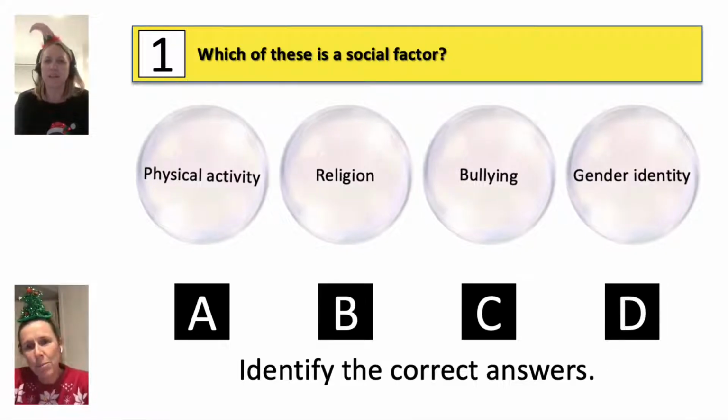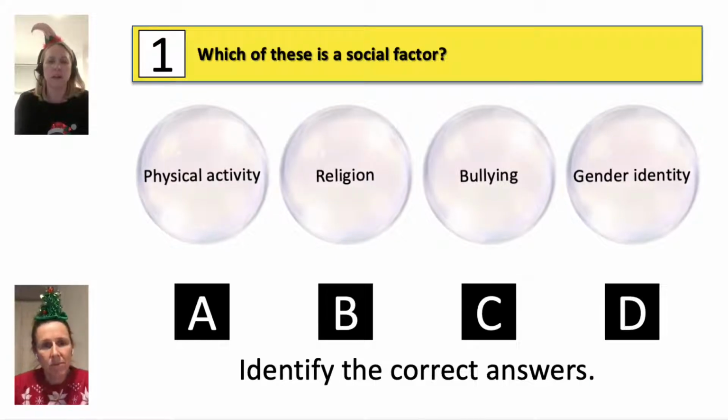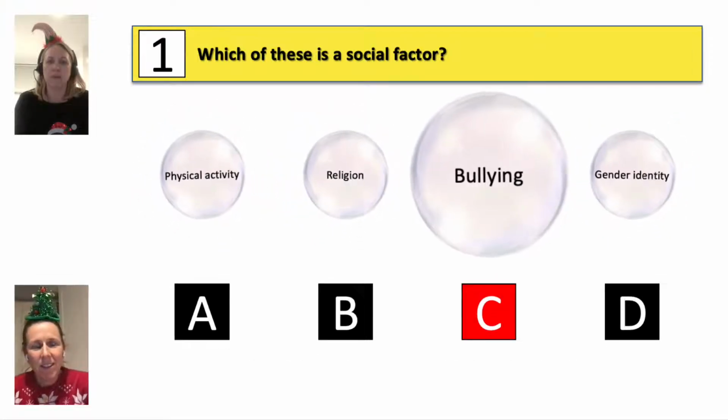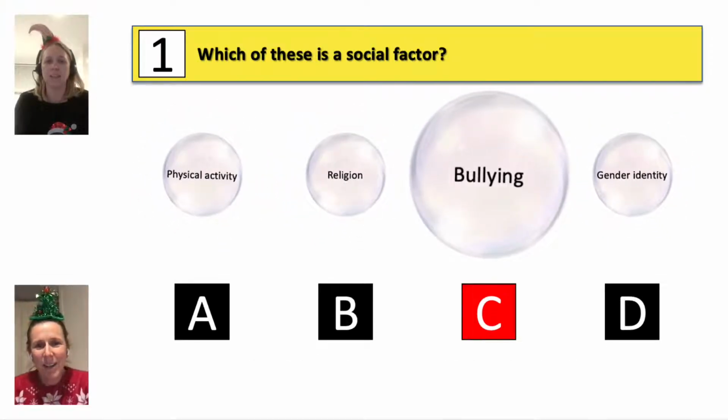Thank you for putting an answer in. We've got C. I'm feeling like that might be quite a good answer, because physical activity feels like it relates to physical factors, doesn't it? Let's see the answers. Excellent, absolutely. Well done. Bullying, absolutely. The other two, B and D, religion and gender identity, are a different type of factor. Let's move on to the next question and see whether we can find out what that is.